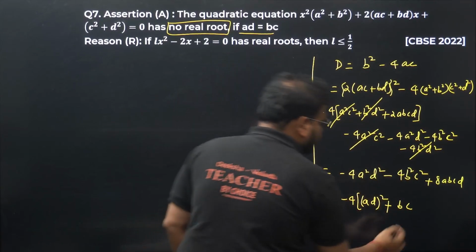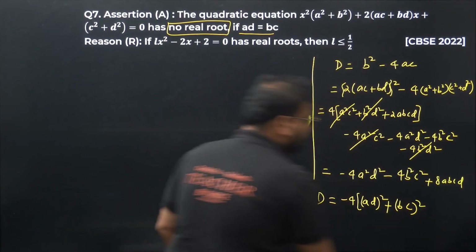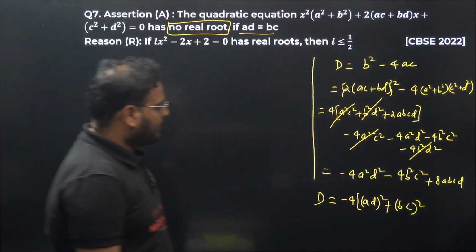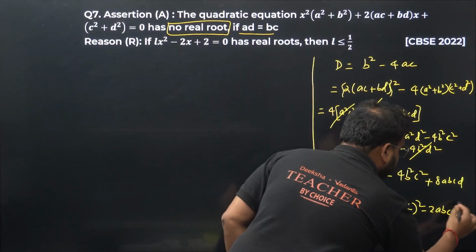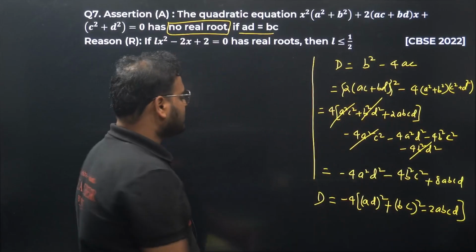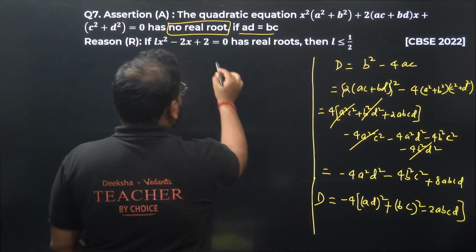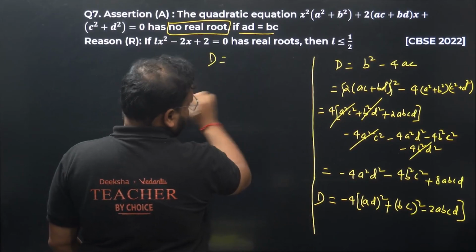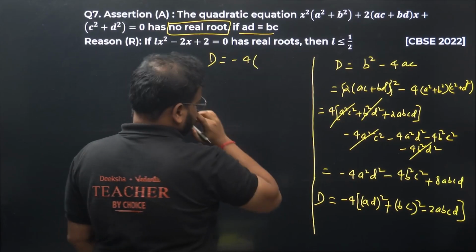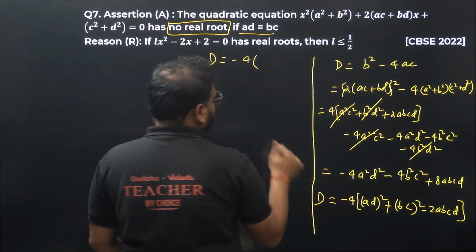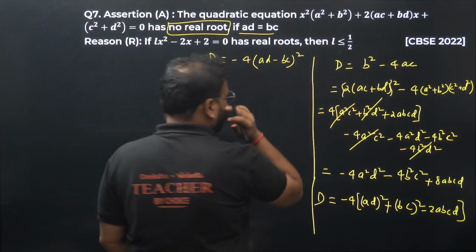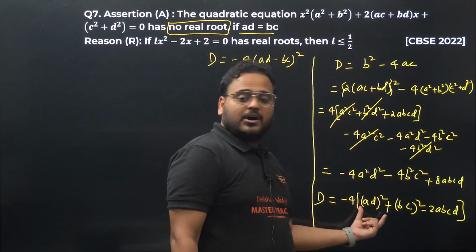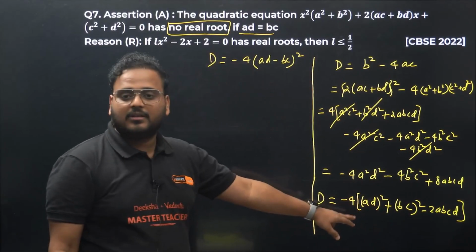So it will become plus BC the whole square, okay, and it will become minus 2ABCD, minus 2ABCD. That's it. The value of D is like this. Clear? Check this out one more time. D equals to minus 4 is outside, okay, and over here what I get? AD minus BC the whole square, right? That's the actual identity in the degree 2.